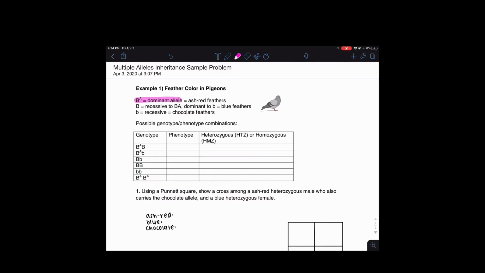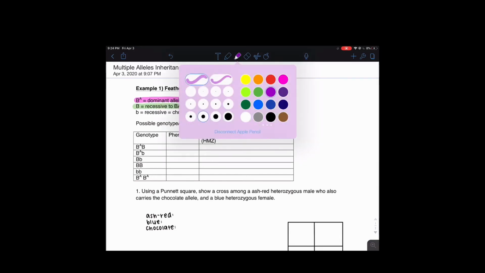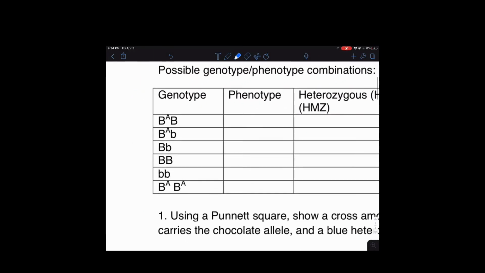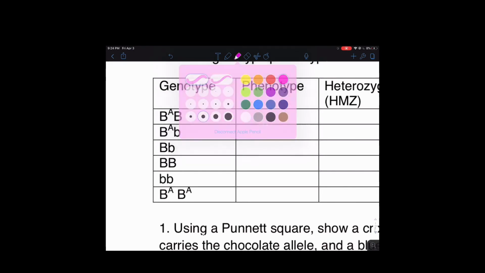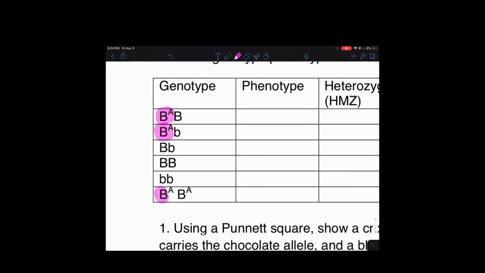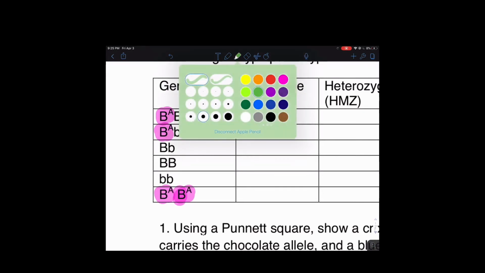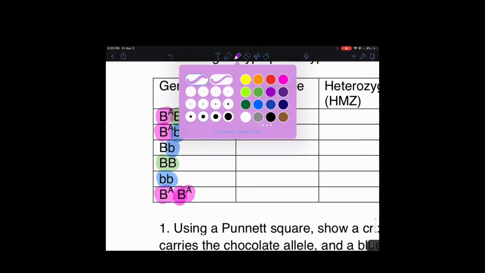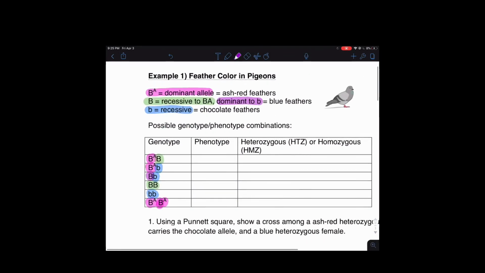B^A is the dominant allele, which means it has ash red feathers. Capital B is recessive to B^A, but also dominant to lowercase b, which means it has blue feathers, and lowercase b is recessive, which means it has chocolate feathers. So I'm first going to highlight all of the dominant alleles, which is the B^A. And next I'm going to highlight the capital Bs, which are the recessive allele to B^A. Now I'm just highlighting the lowercase b's, which are the recessive alleles. And last but not least, the capital B, which is dominant to lowercase b.